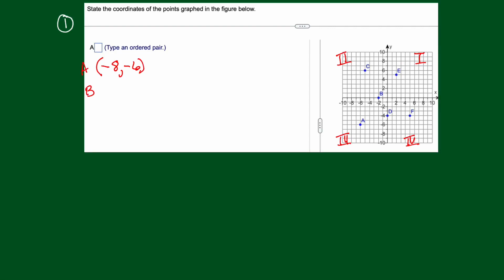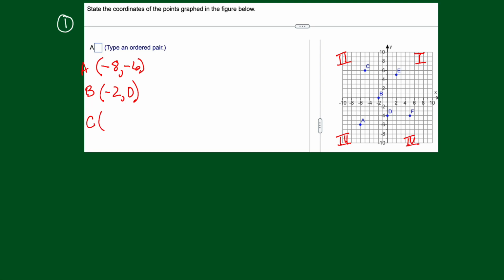So what do we get for B? So let's locate B. Where's B? Oh, B's right here. Now, if I start at the origin, it looks like we have to go 2 to the left, and then there's no vertical movement, right? I don't go up, I don't go down. It's right on the axis. So I just go 2 to the left. So -2, negative being left, and 0 vertical.